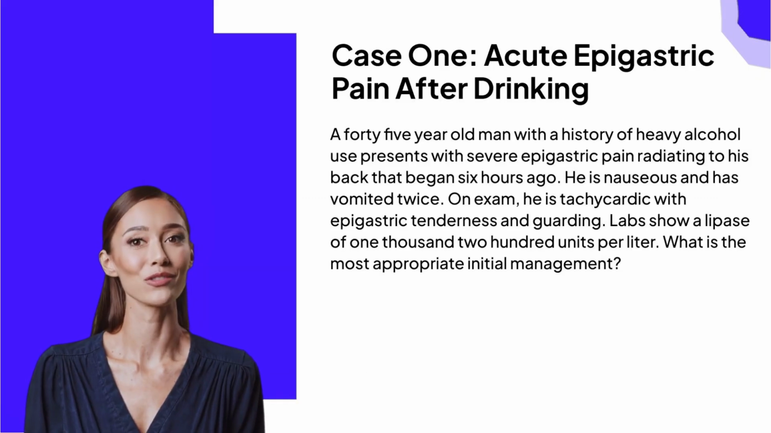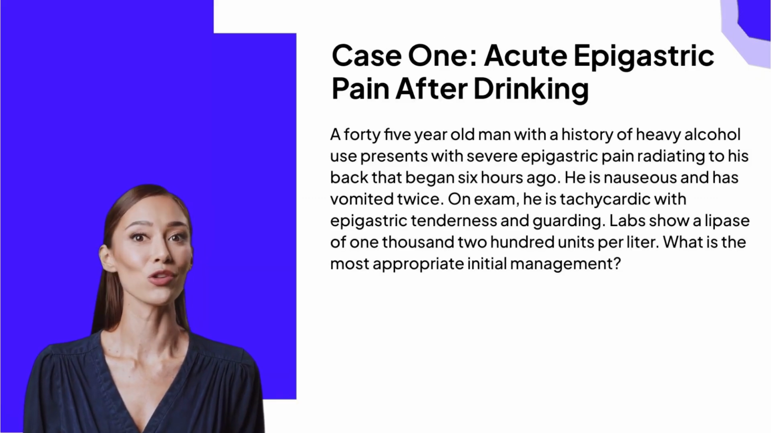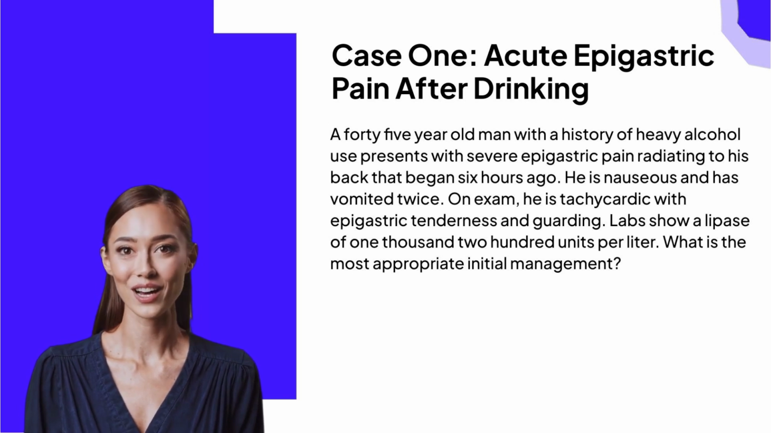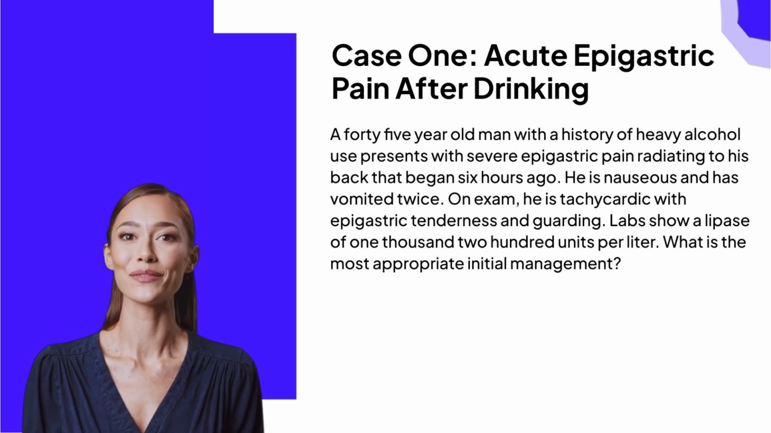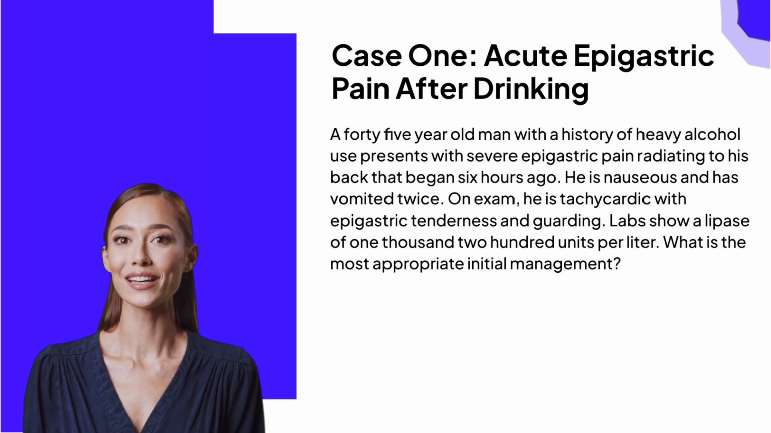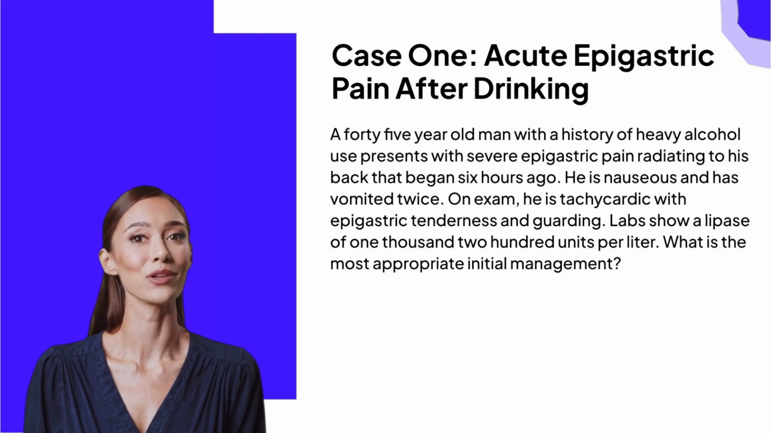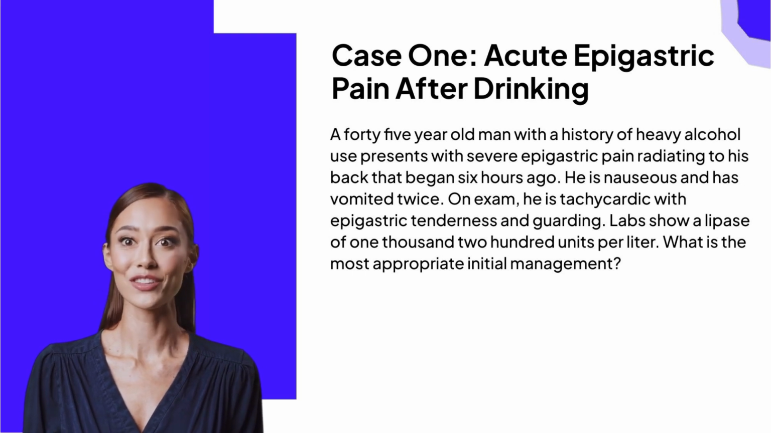Let's work through our first case. A 45-year-old man with heavy alcohol use presents with severe epigastric pain radiating to his back. He is nauseous, vomiting, and tachycardic with epigastric tenderness. His lipase is markedly elevated. What is the most appropriate initial management? Take a moment to think about this before we go through the answer.